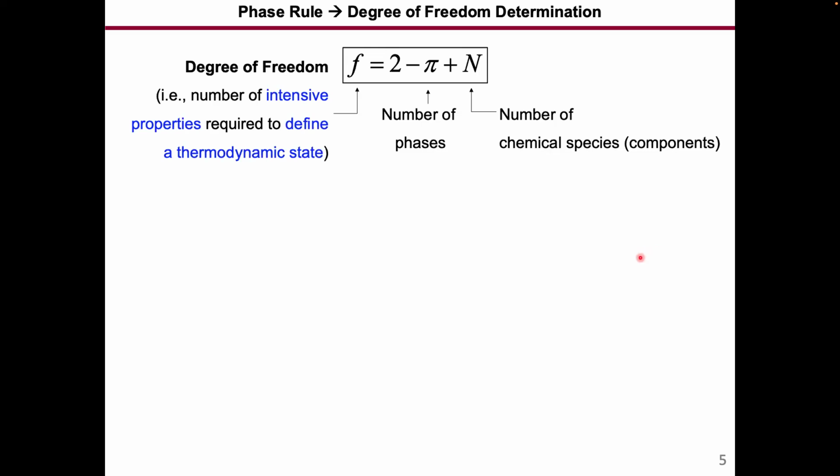All right, so now you may wonder what determines the phase. How do we know that at a particular temperature and pressure it will be either gas or liquid? Now we actually have a phase rule. The phase rule gives you an equation to determine the degrees of freedom, or in other words, the number of intensive properties required to define a thermodynamic state, okay? F is the degrees of freedom and is equal to 2 minus pi plus n, where pi is the number of phases in your system.